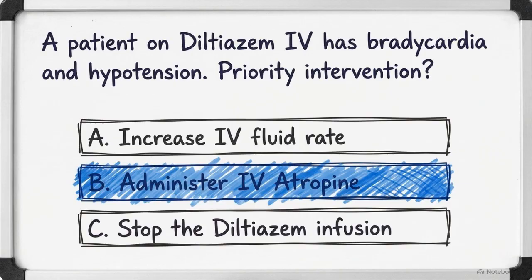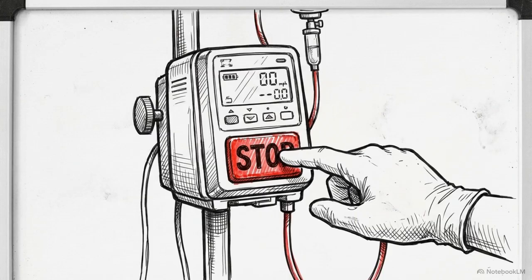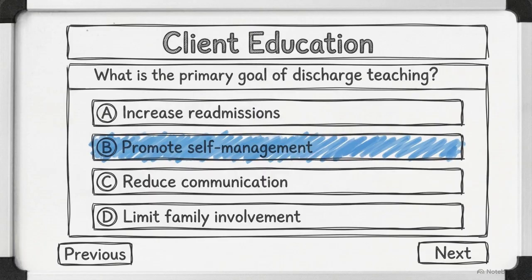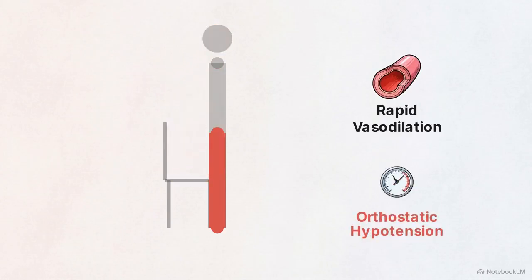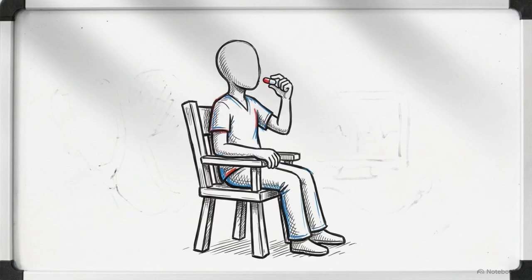Question 3. A patient on an IV diltiazem drip develops severe bradycardia and hypotension. The primary threat is decreased cardiac output, so the priority intervention is to stop the infusion immediately. Question 4 asks for the priority instruction when taking sublingual nitroglycerin. Because this drug causes rapid vasodilation, the safety risk is orthostatic hypotension. The patient must be instructed to sit down before taking the medication to prevent a fall.